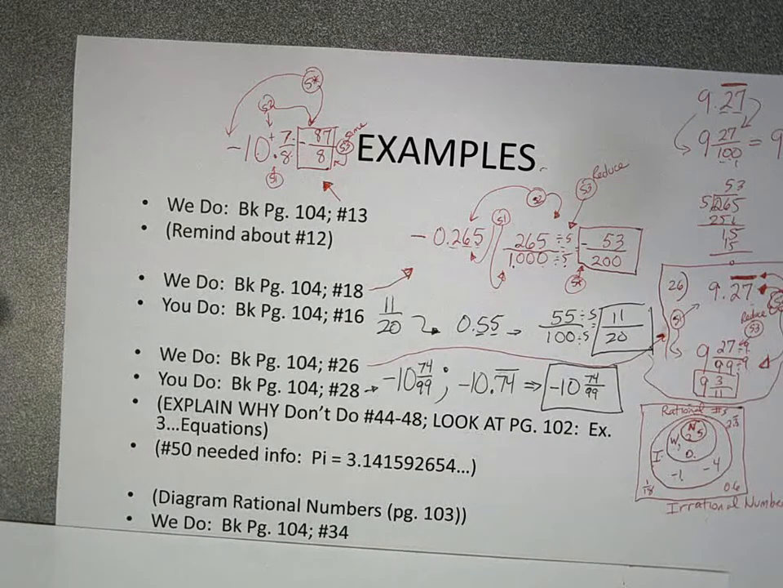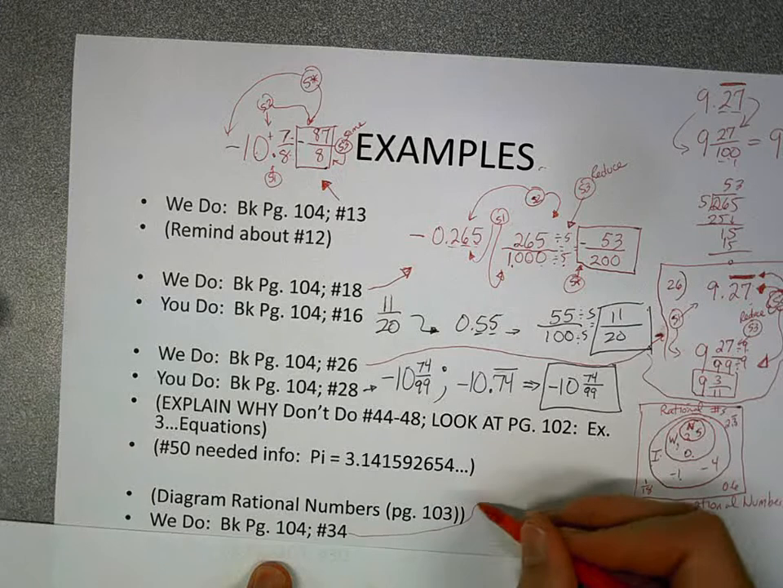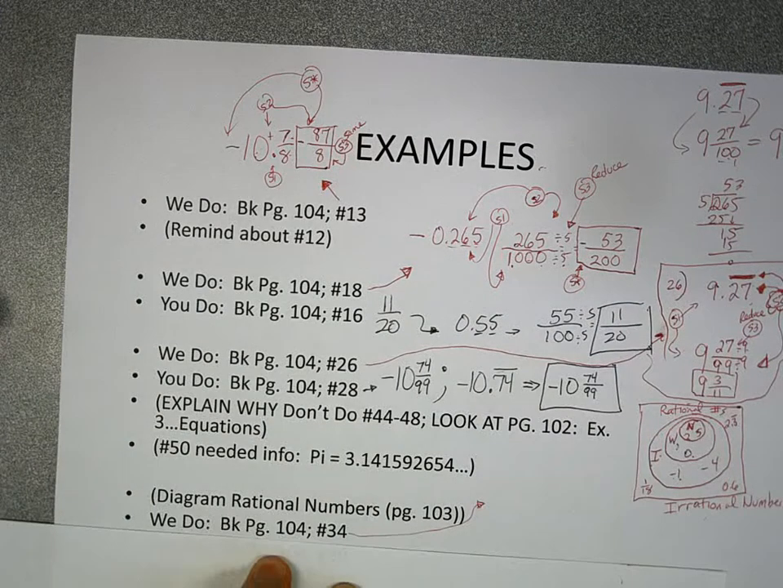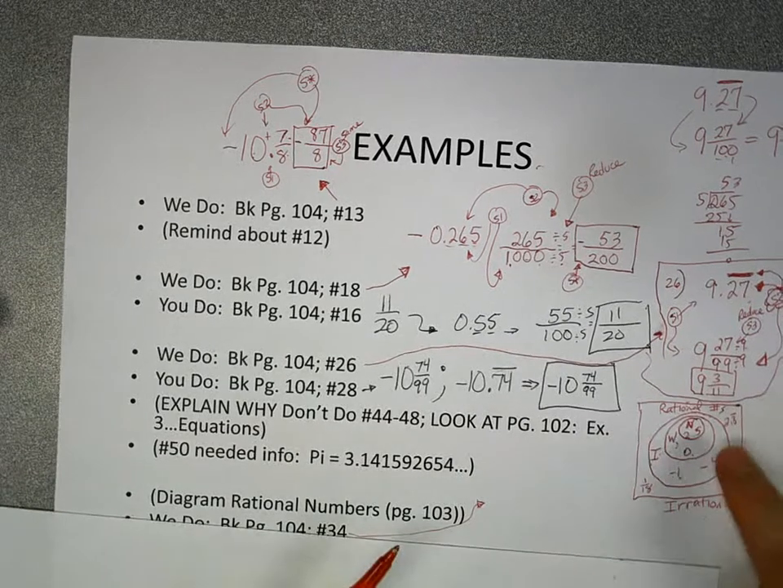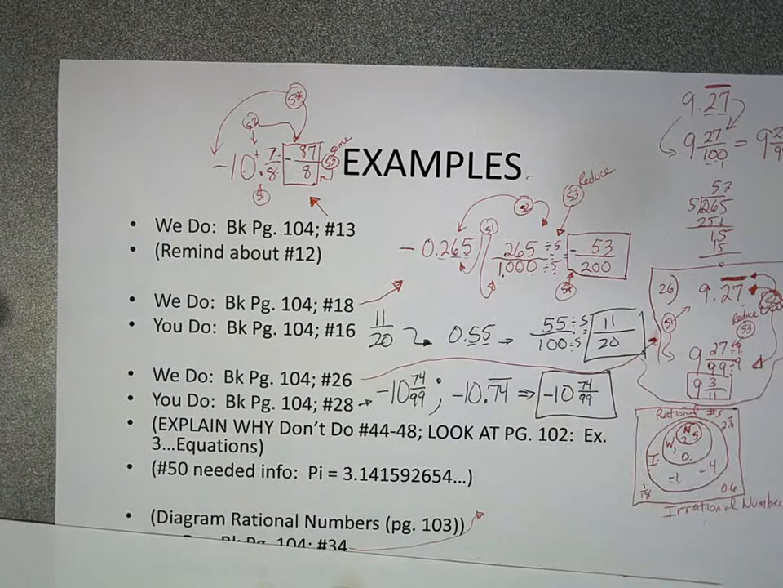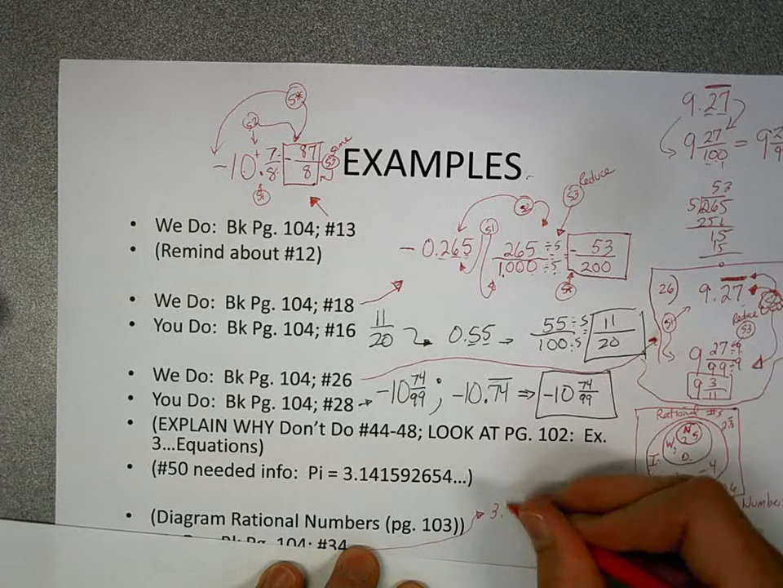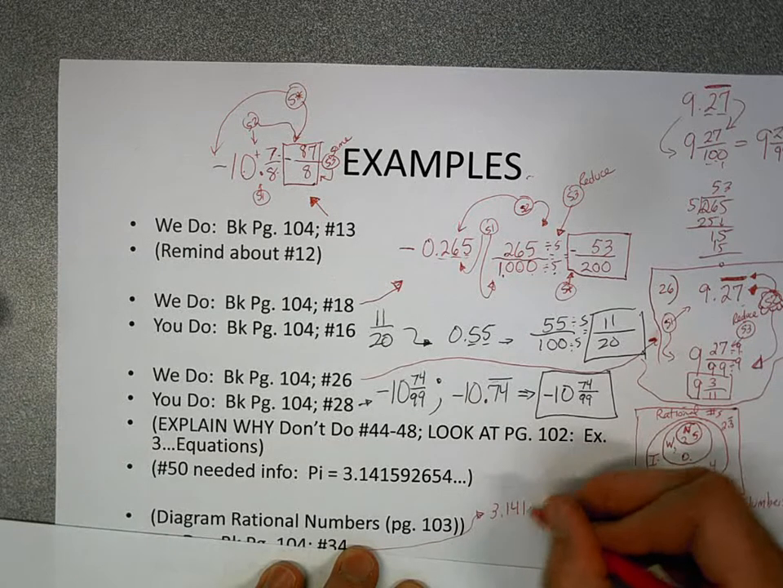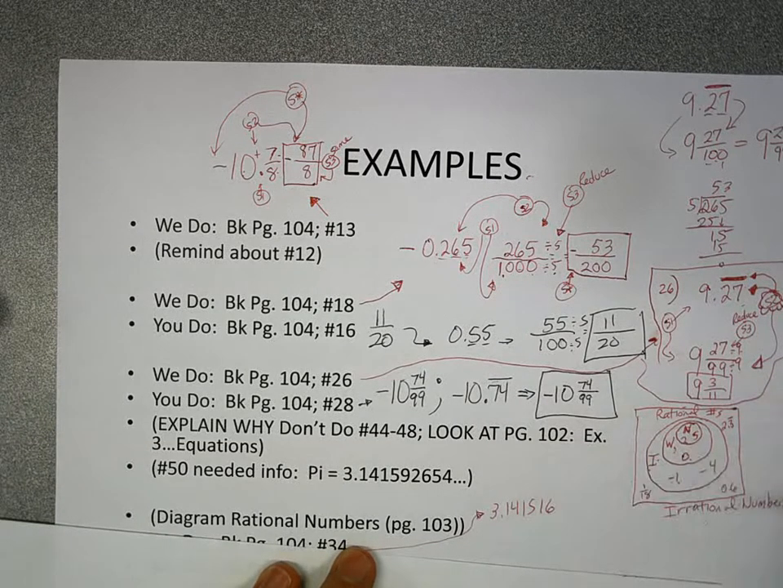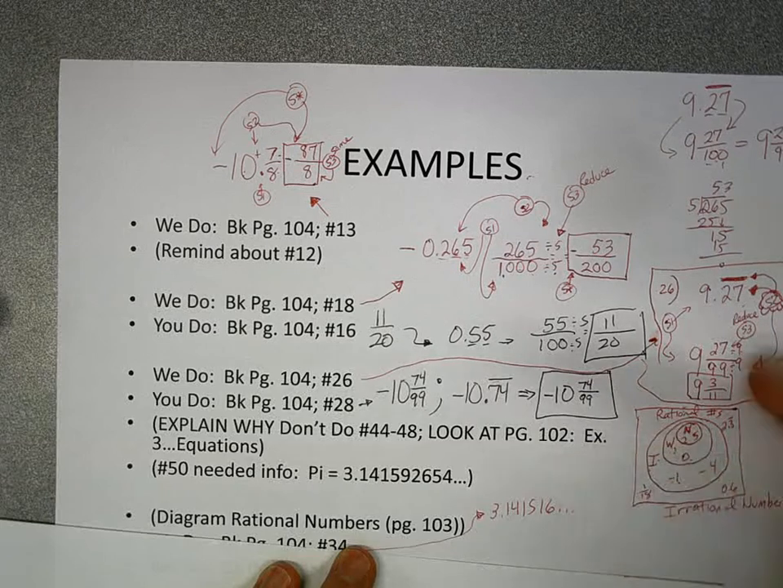Okay, here we go. 34. 34 says, identify all sets to which each number belongs. So it goes with this thing right here. So here's what it is. It says 3.141516, and it just says dot dot dot, so I guess it just continues.